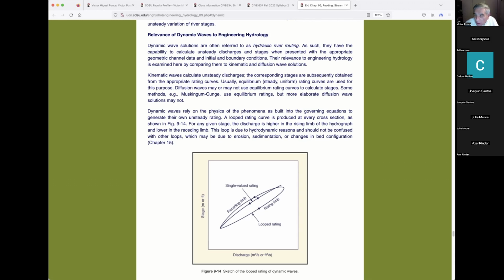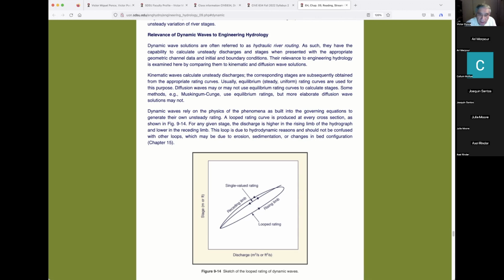Kinematic waves have only one rating. That's easy, because the fact that you have a loop in the rating means that you already had diffusion. And since the kinematic waves don't have diffusion, they don't have a loop in the rating. Now, the diffusion waves have a little bit of diffusion, and therefore they have a loop. But the loop is so small that we can typically neglect it in most cases. We can do a solution not to neglect the loop, but that's another story, more complicated.